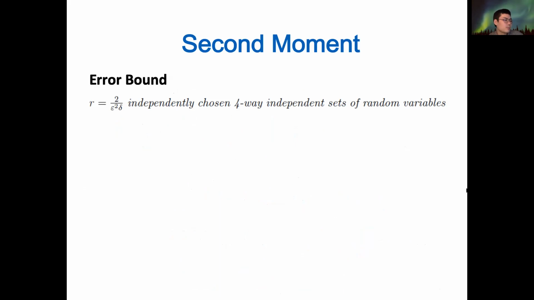So what we are doing is, again, as we discussed, we want to independently choose four-wise independent sets of random variables. So we want to repeat this R times, okay? But each time we will have to estimate A1 to AR. As I mentioned, each Ai may not be accurate. We will repeat, each time we choose a hash function from the hash family, but we will do this R times, okay?